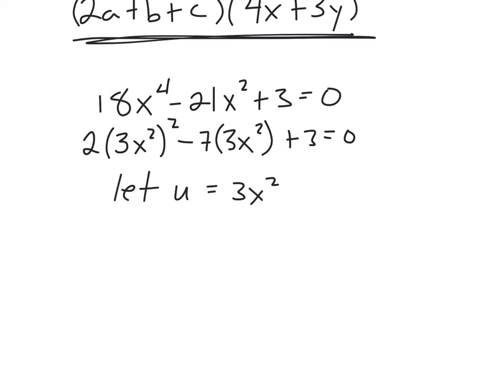If I do that, I now have the following problem: 2u squared minus 7u plus 3, which, of course, is equal to 0. Now that should look solvable. Does this factor?